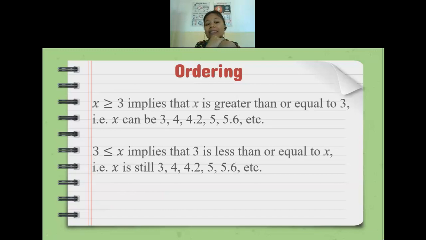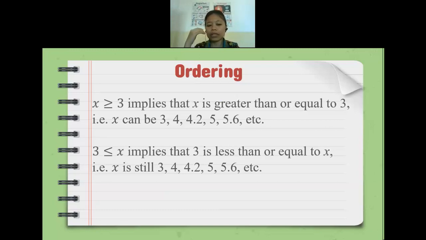Here I have x is bigger than or equal to 3, or you can read it as x is greater than or equal to 3. So it means x can be any number as long as it is equal to or greater than 3. So the number can be equal to 3, I can write 3, or a number bigger than 3. It can be 4, 5, 4.2, 5.6, in decimal or in a fraction. Why? Because the question did not say that x is an integer. So any number that satisfies it, even a decimal or a mixed fraction, you can write it down.